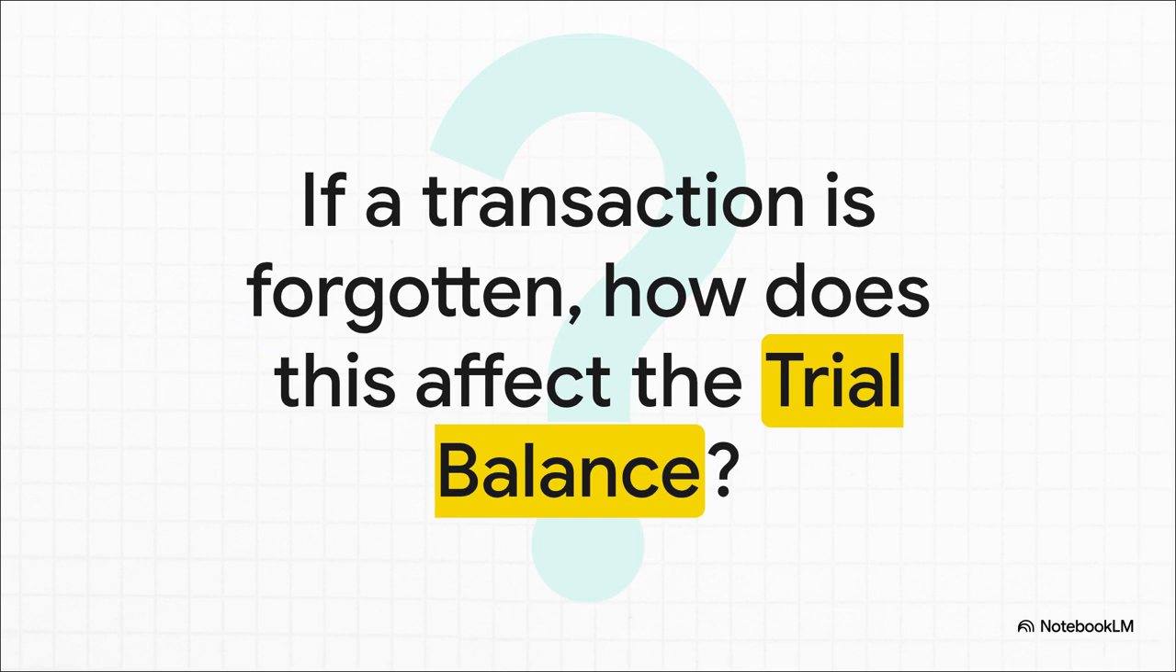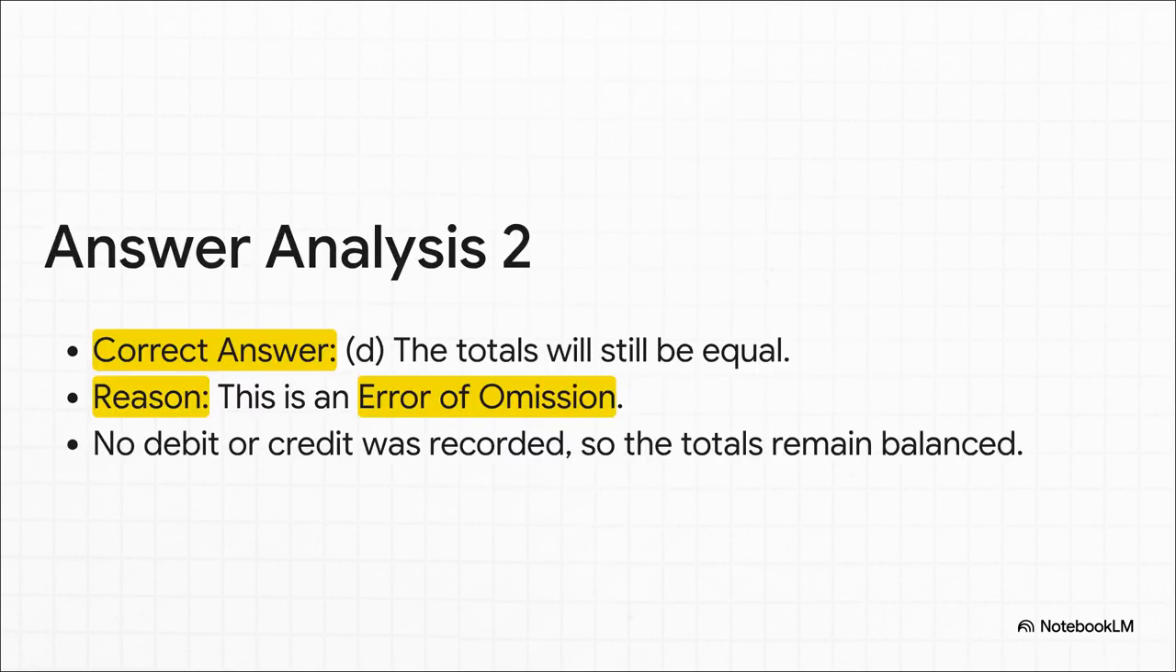Okay, MCQ number 2. If a company buys something, but completely forgets to record the transaction, what happens to the trial balance? This one is testing you on those hidden errors we just covered. The answer here is D. The totals will still be equal. This is a classic error of omission.